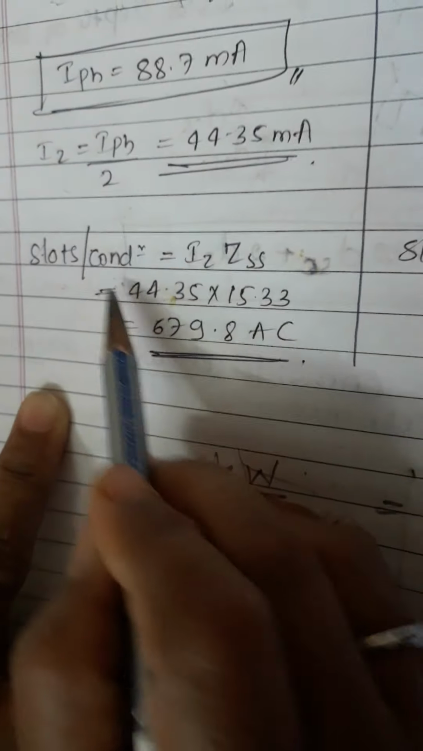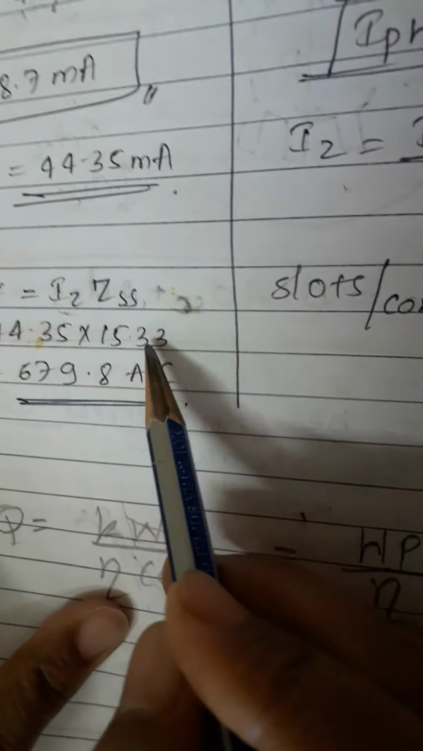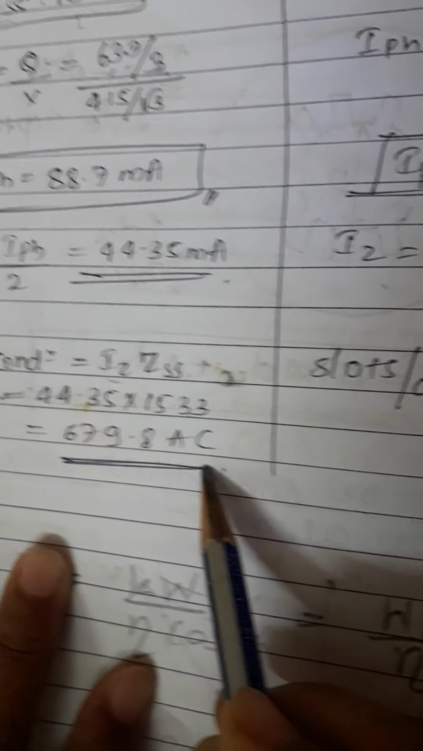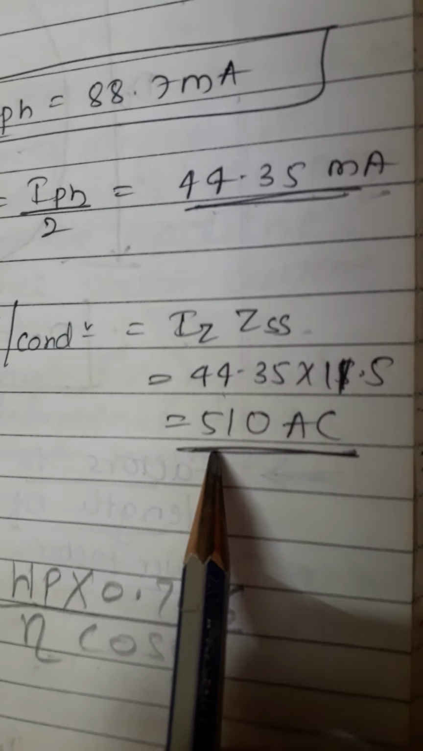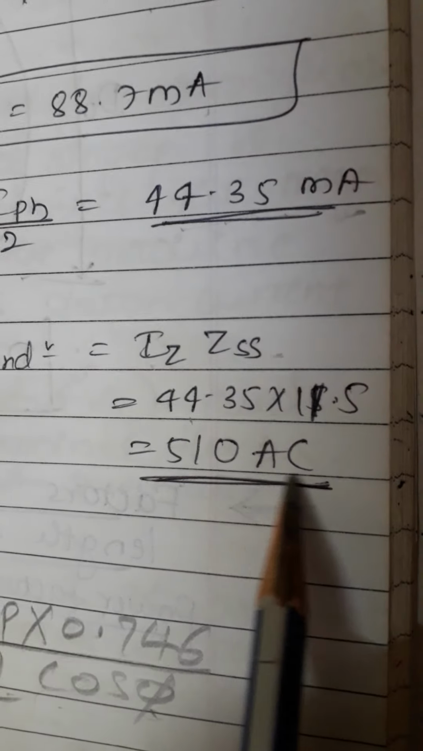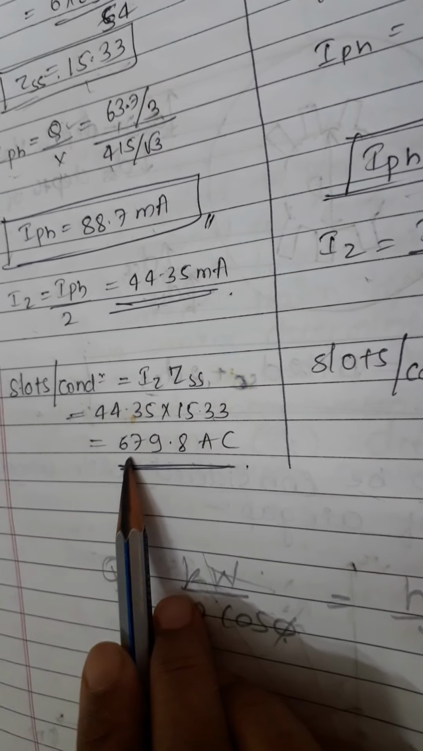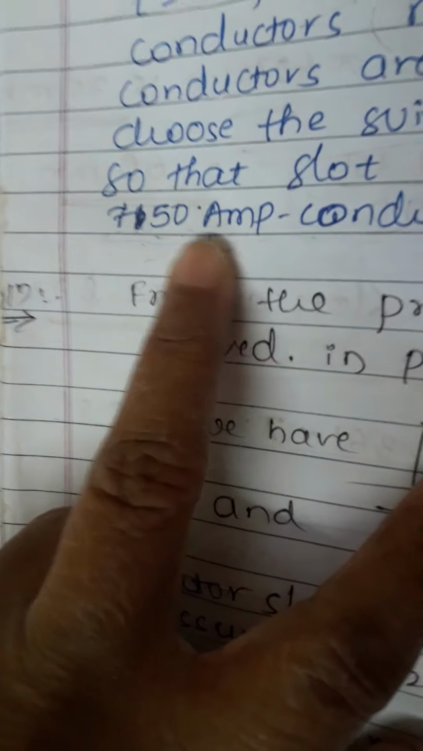Now slot loading is IZ into ZSS. IZ we have calculated here and ZSS we got already. So we got 679.8 ampere conductors. Here also in the same way we have done IZ into ZSS for 72 slots, and we got 510 ampere conductors. The condition is that our loading should not exceed 750 ampere. So 679.8 and 510 ampere conductors do not exceed 750 ampere.